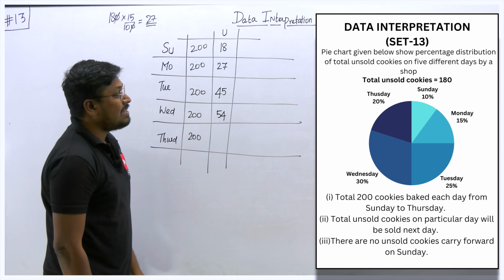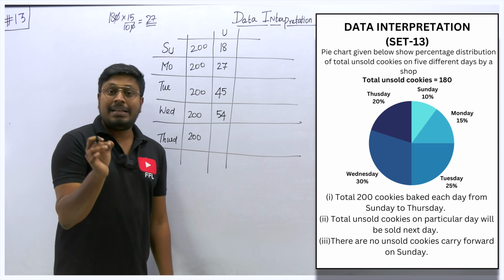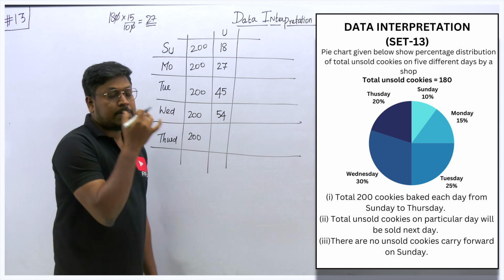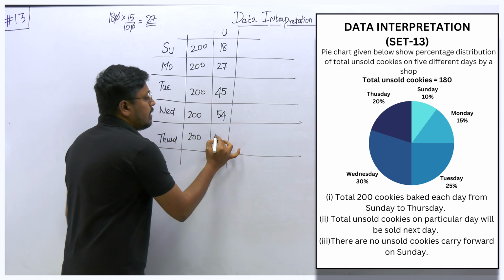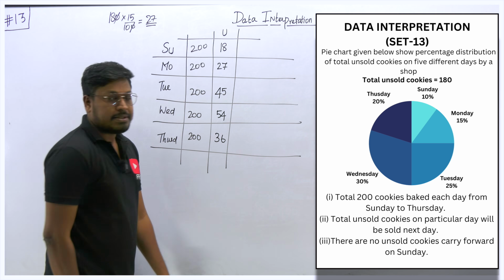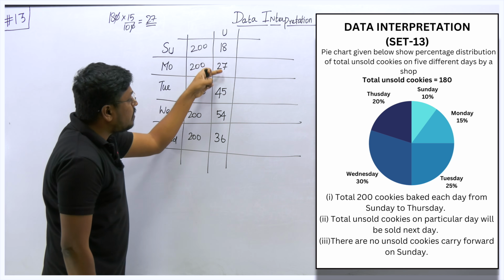And the last will be Thursday. So Thursday will be 20%. Out of 180, 20% of the cookies were unsold. So 10% will be 18. 18 into 2 will be 36. So 36 will be the unsold cookies. Now just listen here. These are the unsold cookies.